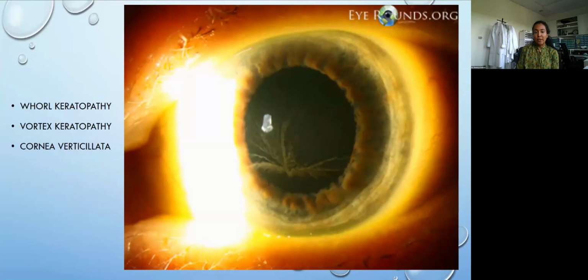So this is whorl keratopathy. It goes by a couple of different names. It's vortex keratopathy. It can also be called corneal verticillata because of the way it appears on the cornea, as these significant deposits in a whorl-like pattern. And remember that these will not cause any vision problems. In other words, they're not visually significant.